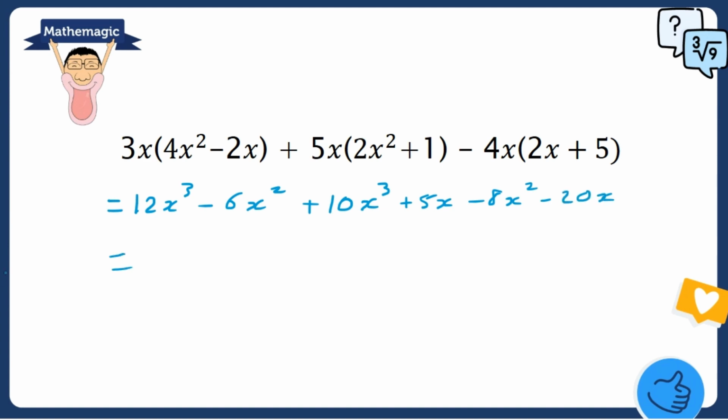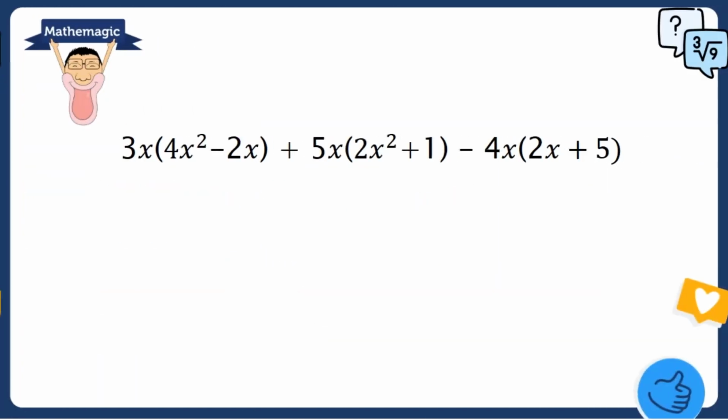Ordering everything in order of powers from the highest to the lowest, 12x cubed plus 10x cubed is going to give me 22x cubed. Negative 6x squared minus 8x squared is negative 14x squared. And then for our x's, we'll have positive 5x minus 20x, which is negative 15x. Again, there's nothing wrong with that. This is absolutely fine. And so this is very good. Now let's try and explore this using a packing technique instead.